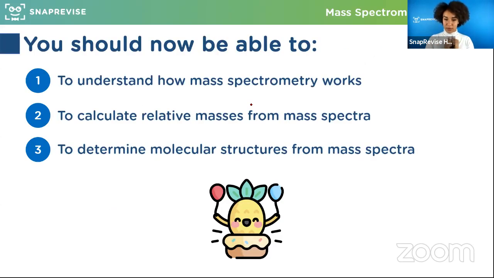Cool. So you guys should understand how mass spec works. That's the ionization, acceleration, detection. You should be able to calculate relative masses. That's when you look at the abundance, multiply it by the mass to charge ratio, and divide by 100. And you should be able to determine molecular structures. That's all the fragmentation, the stuff that we just did.